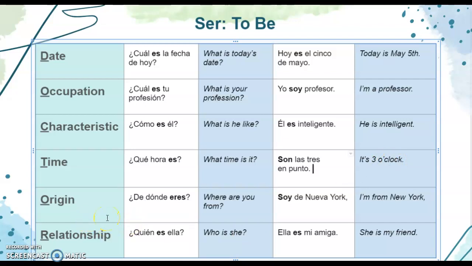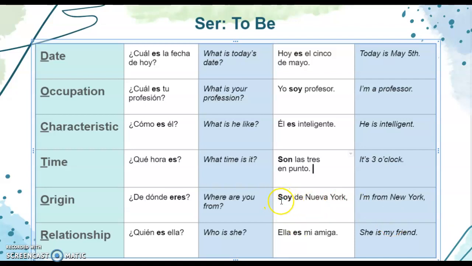Origin is also using the verb ser. So if you want to ask someone where they're from, and we learned this last week, so hopefully you remember that, you're going to ask, ¿De dónde eres? Where are you from? And then if you're going to answer where you're from, conjugate it to soy. Soy de Nueva York. I'm from New York.